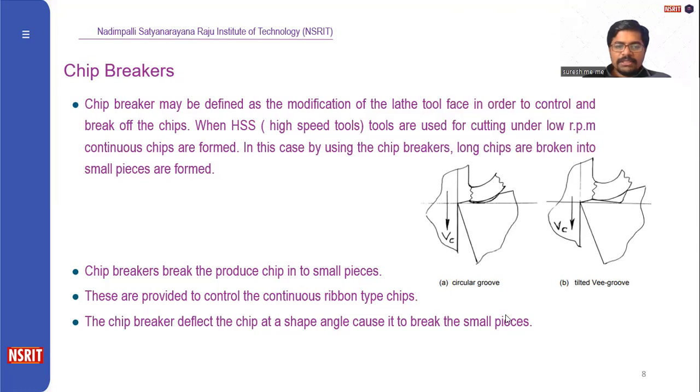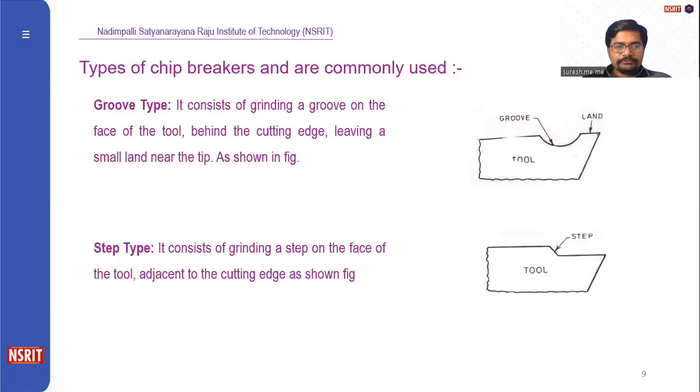So chip breakers break the produced chips into small pieces. These are provided to control the continuous rubbing between chips and tool. The chip breaker deflects the chip at a sharp angle, causing it to break into small pieces. Here we can observe the different shapes of grooves which are provided on the tool.